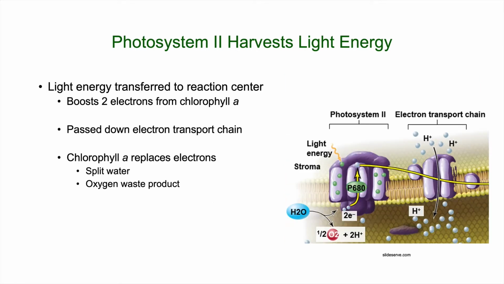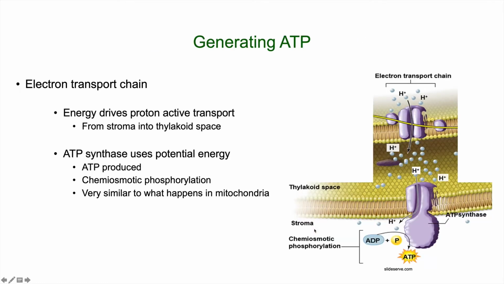The first photosystem is called photosystem 2, and you'd say, well, why isn't it photosystem 1? Well, because it was discovered second. Photosystem 1 was discovered first, and that's later on in the process. So in photosystem 2, we're going to excite two electrons, which are going to then be passed down an electron transport chain. We're going to replace those electrons by splitting water. When we split water, two electrons go to the chlorophyll. Two protons are lost into the thylakoid space, and then oxygen is going to be released as a waste product.